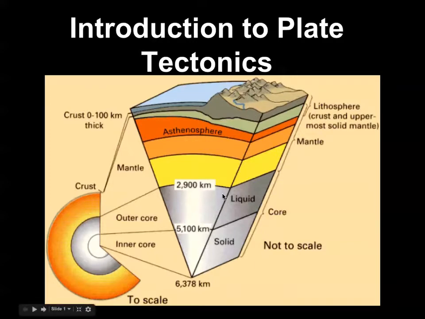The next piece, the next layer of our Earth is called the outer core. The outer core is liquid. It's not liquid like water. It's liquid kind of like molten lava, but even thicker. Okay? So we have the inner core, the outer core. The inner core is solid, the outer core is liquid.